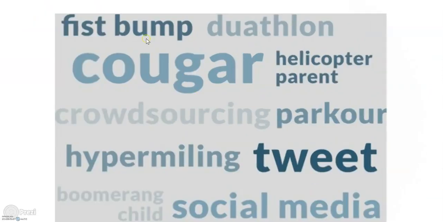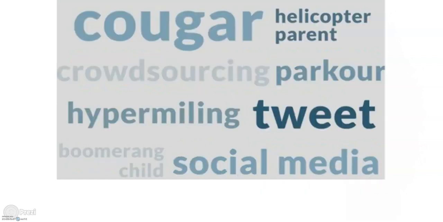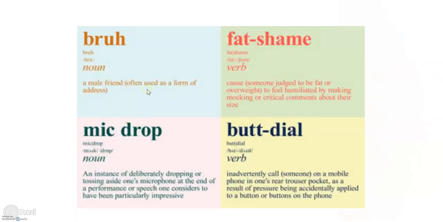And then we just add new words all the time. We're like, fist bump, cougar, crowdsourcing, parkour, French, we'll steal it, it's fine. Tsunami, it's awesome. We'll just take that word. So we make up new words, we make up new sounds, tweet, twerk, things like that. And we add them to our dictionary, stuff like bruh, or fat shame, butt dial, mic drop. So we add new turns of phrase constantly, or we steal sounds from other places, and that's how English continues to develop.